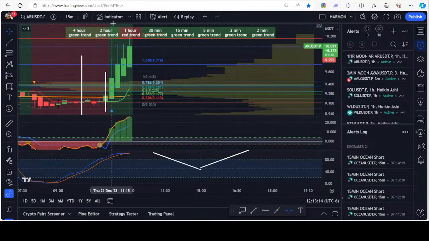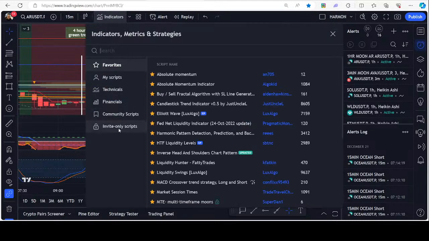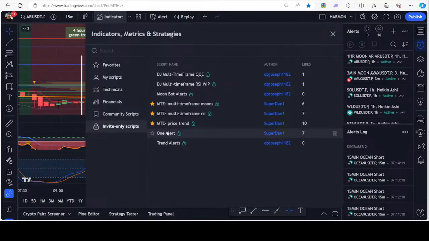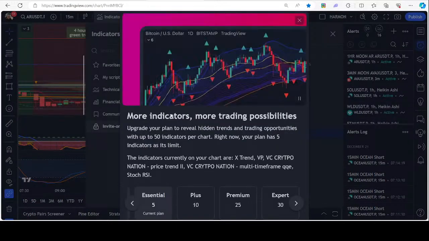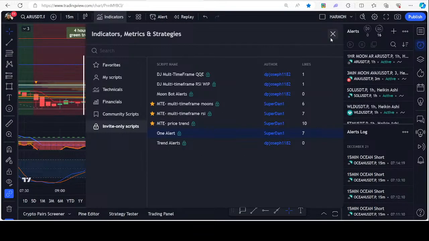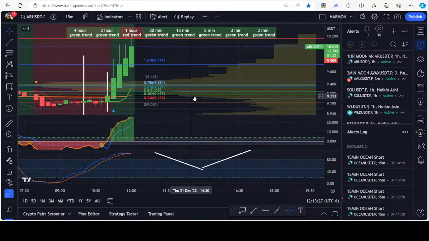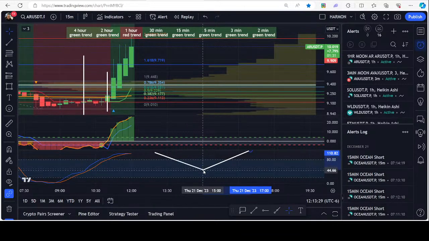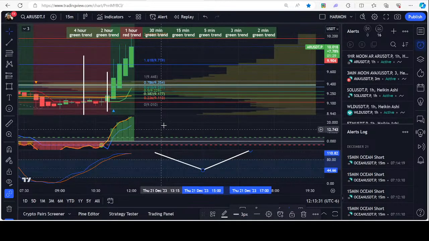Let's see here. Are you talking about one of the indicators? You're talking about the one where it says one alert, using his indicators? Oh, let me see. So it's on there as any alert. So anytime you get a red or a green 1 hour, it fires. All right, I'll take a peek at that.